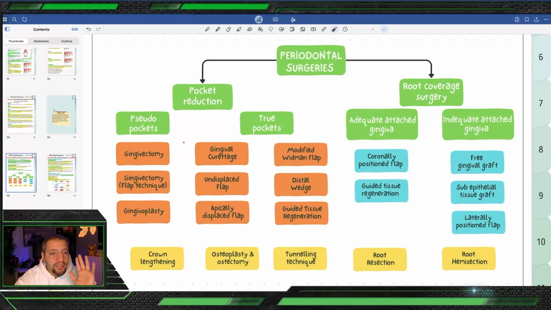The most important are gingivectomy, GTR, undisplaced flap, apically positioned flap, and subepithelial connective tissue graft. If you would like to study selectively, this is the most important part that I would like you to know about. Okay? Thank you very much for watching till the end.